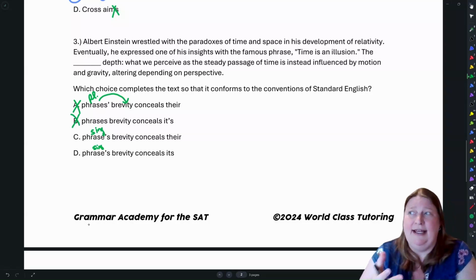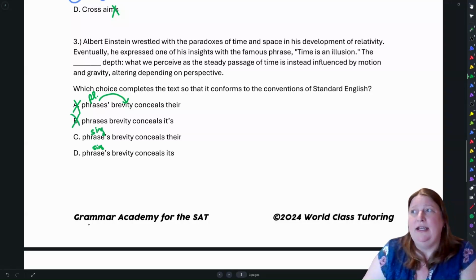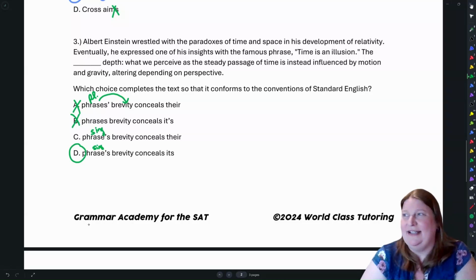And now there's a second aspect to that question. Is it a there or an it's, right? And in this case, it's only one phrase. So we're going to go with it's. D is the correct answer here.